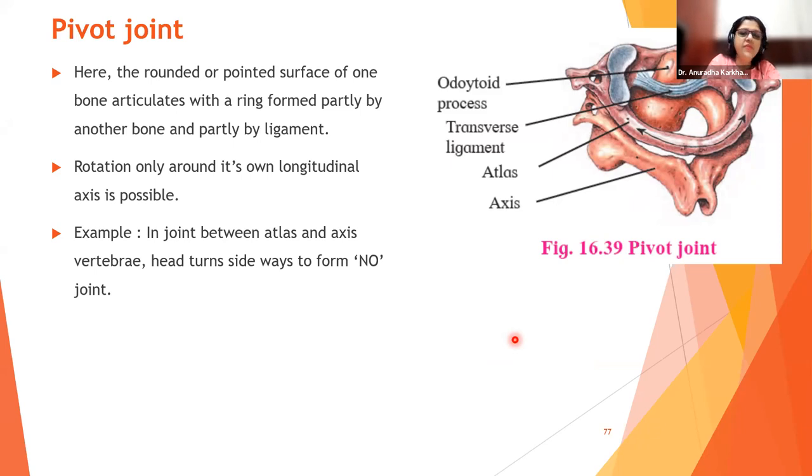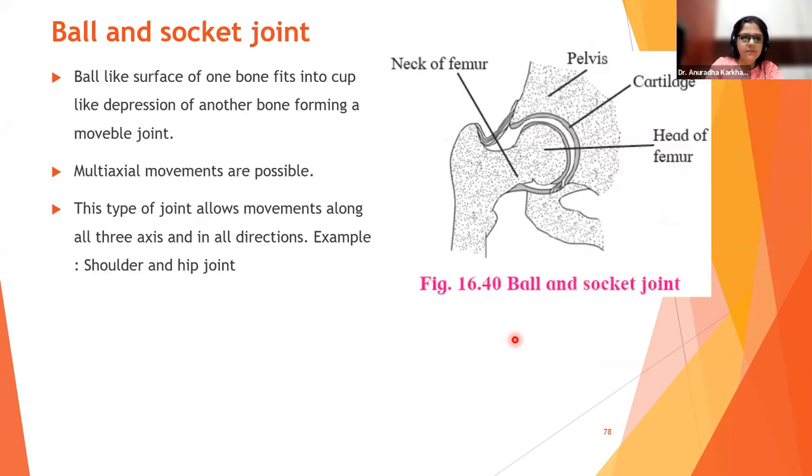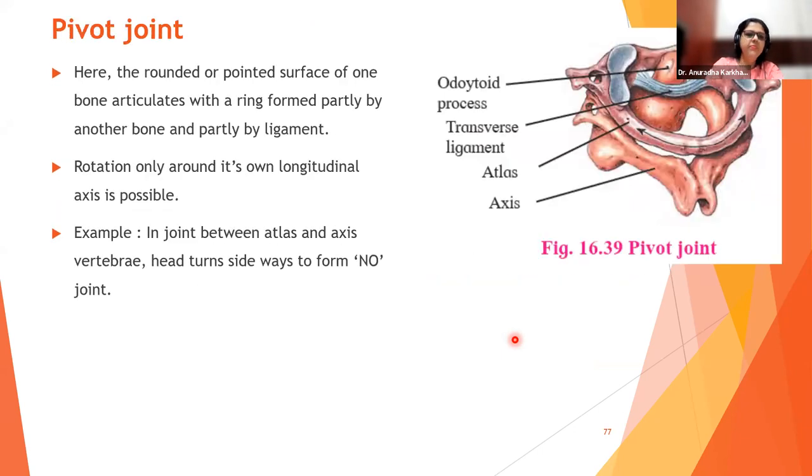Synovial joints. First, the pivot joint, which we have already seen. Here, the rounded or the pointed surface of the bone articulates with a ring formed partly by another bone and partly by the ligament. We have seen this in atlas and axis, if you remember, last class.